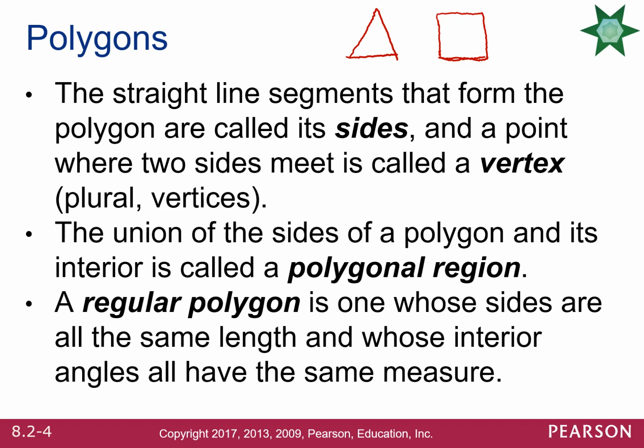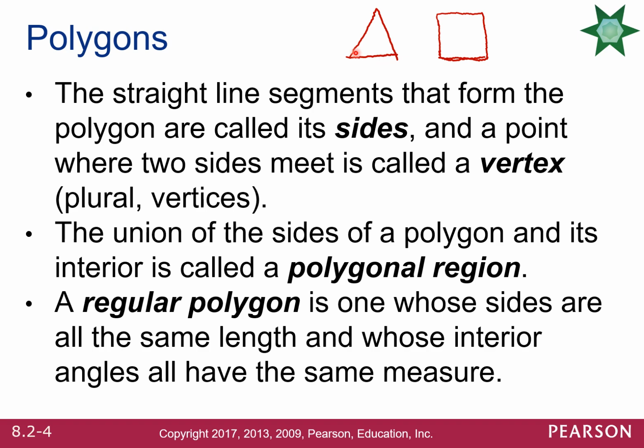And then finally, a regular polygon is one whose sides are all the same length and whose interior angles all have the same measure. So a square has all sides of the same length, correct? So a square is a regular polygon. Not only are the sides of the same length, but all the four angles formed by the four connecting lines are also the same. In a square, each angle is 90 degrees.